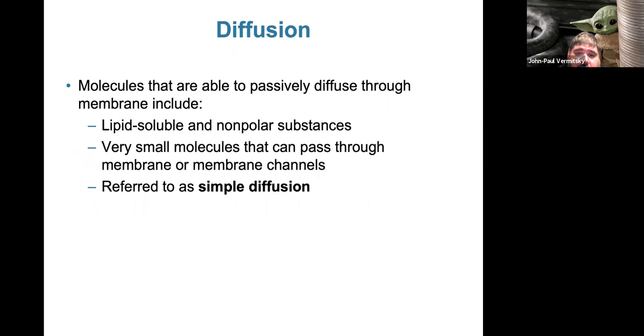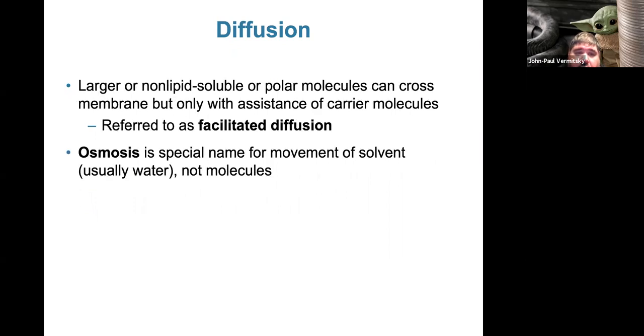Molecules that are able to passively diffuse through the membrane include lipid-soluble and nonpolar substances, and very small molecules that can pass through the membrane or membrane channels. These are referred to as simple diffusion. Larger non-lipid soluble or polar molecules can cross the membrane, but only with the assistance of carrier molecules, which is referred to as facilitated diffusion. Osmosis is a special name for movement of a solvent, usually water, not molecules.